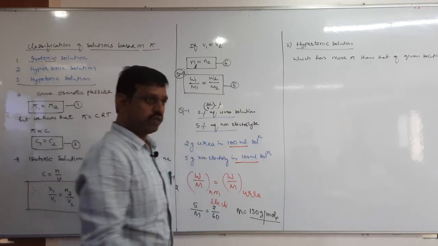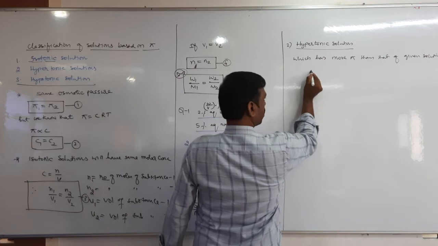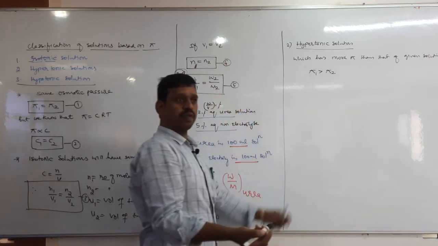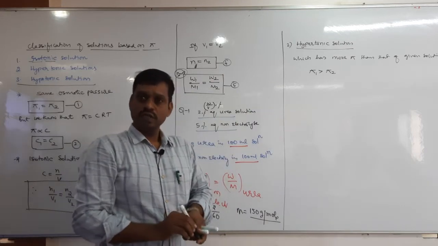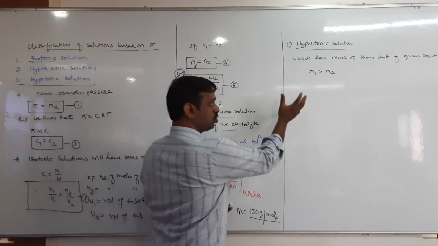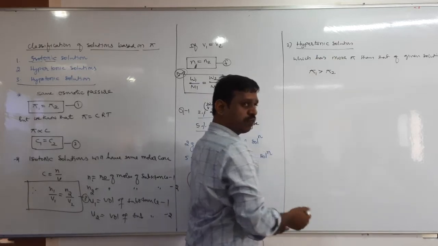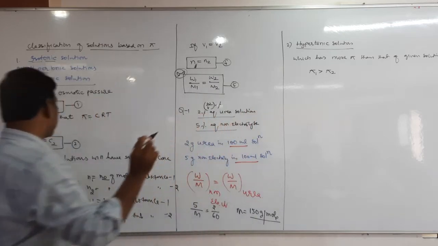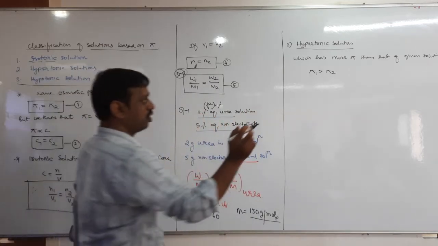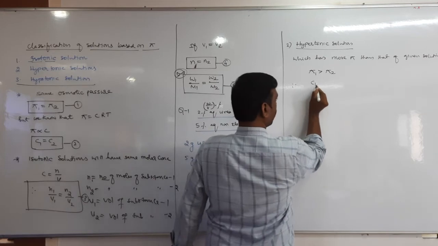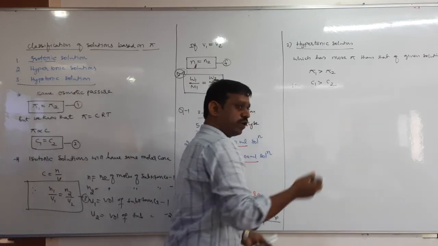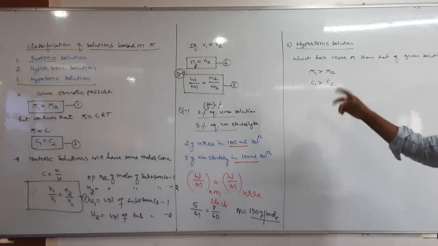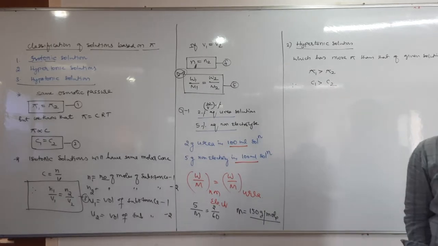Hypertonic solution. Therefore, for a hypertonic solution, can we write pi 1 is greater than pi 2? Because pi 1 is the osmotic pressure of the solution, and the osmotic pressure of the solution is greater than the given solution. So pi 1 is greater than pi 2. When pi 1 is greater than pi 2, we also know that pi is directly proportional to C. Therefore, C1 is also greater than C2. Therefore, for a hypertonic solution, the molar concentration of the solution is greater than the molar concentration of the given solution.